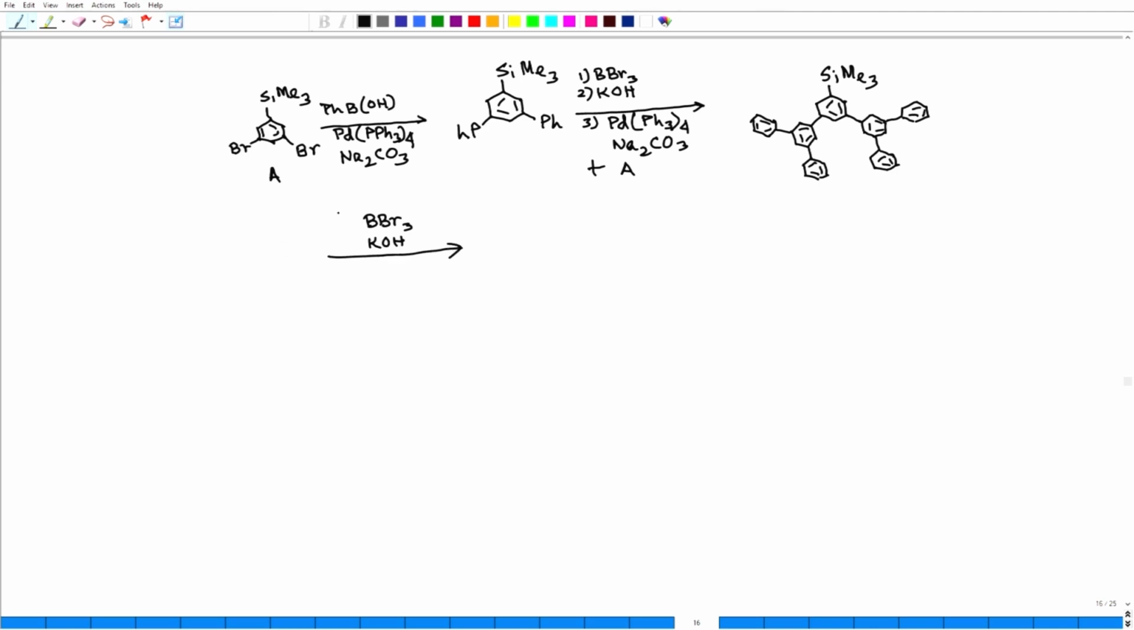One, 2, and then 3 is palladium 0 catalyst, PPh3, triphenyl phosphine, okay, and then sodium carbonate, okay, plus we add this tribromo compound. This is my core. This is my core.